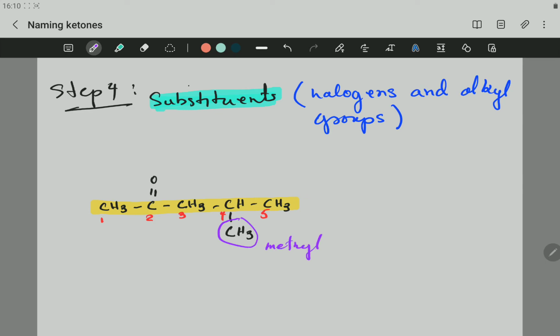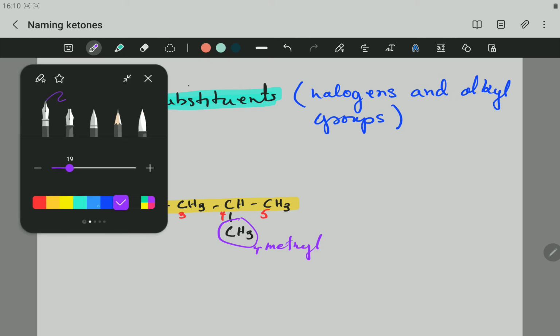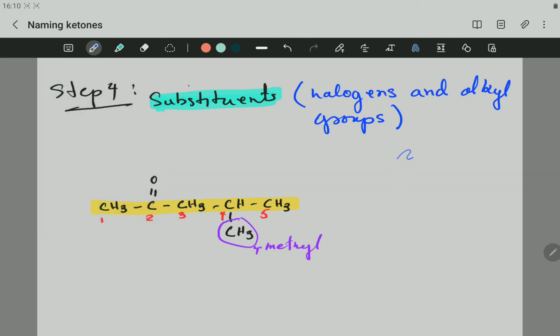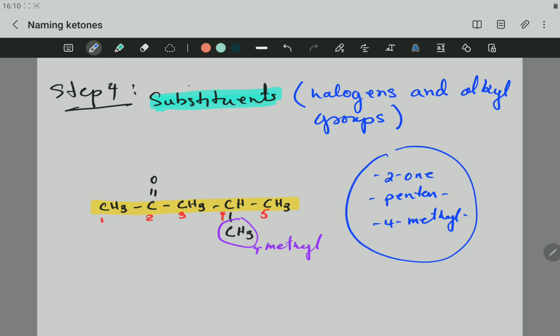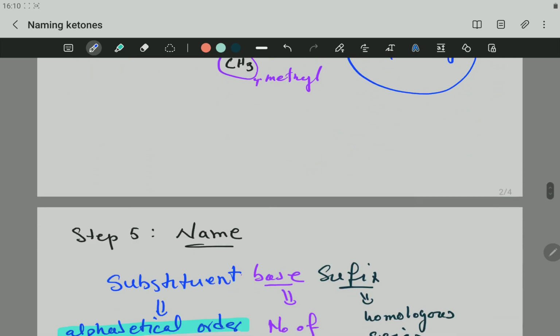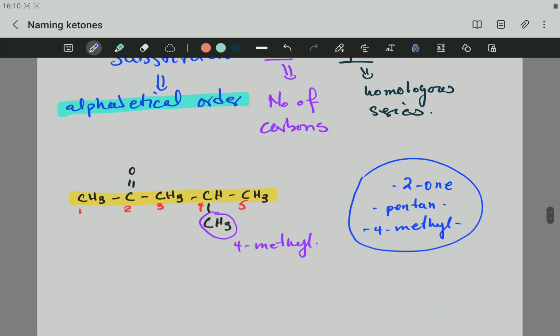It's a methyl, and it's on carbon 4, so it will be 4-methyl. Let's write down all the information we have up until now. It is going to be a 2-one. I always like to write everything we have. It is pentane, and then we have 4-methyl. So this is all the information we have up until now. There are no more substituents, no halogens, nothing like that. So all we have to do is to write the name in this specific order.